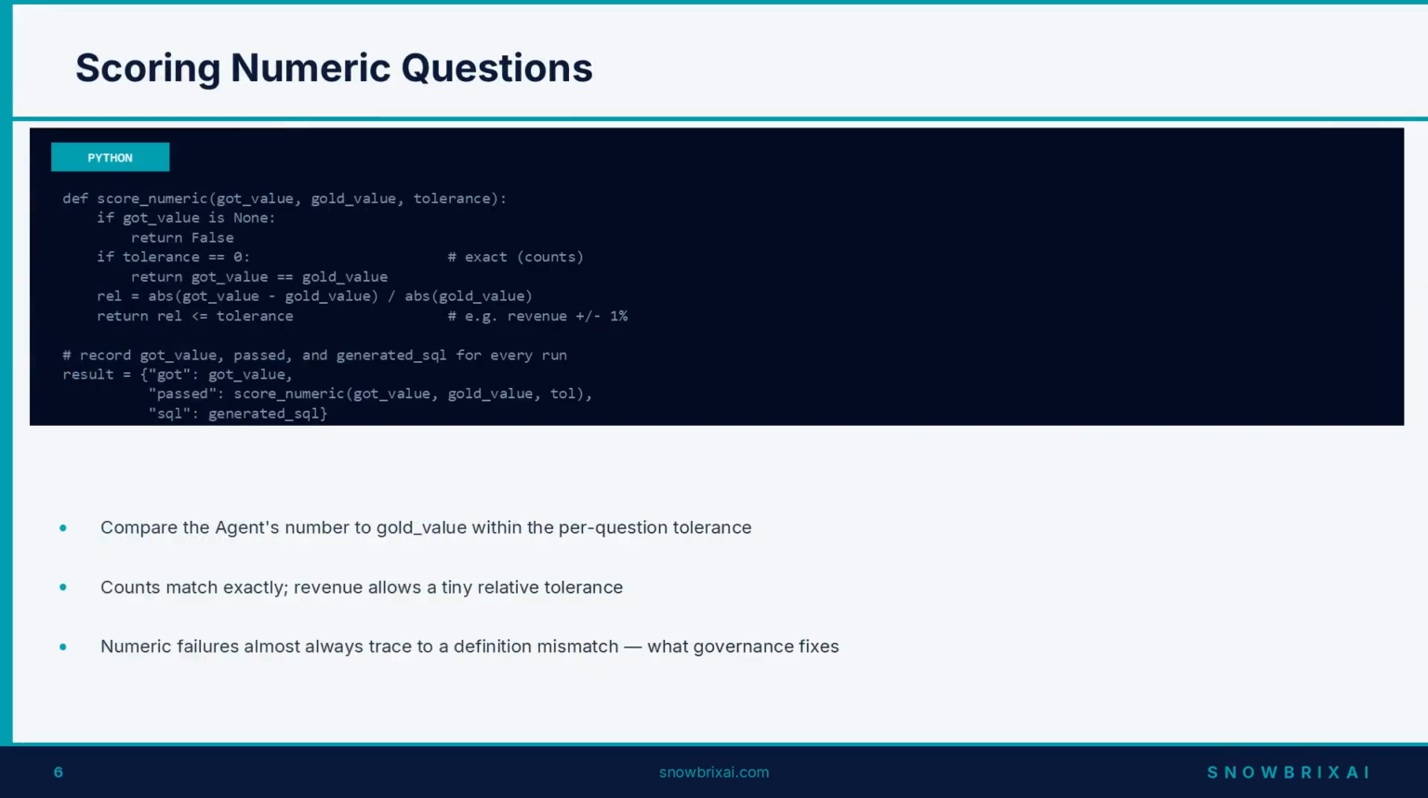Watch how a numeric question gets scored. Compare the agent's number to the gold value, inside the per-question tolerance. Counts have to match exactly. Revenue allows a tiny relative wiggle, about 1%. And we record the value it got, whether it passed, and the SQL it generated on every failure, because a numeric failure almost always traces back to a definition mismatch, which is exactly what governance fixes.